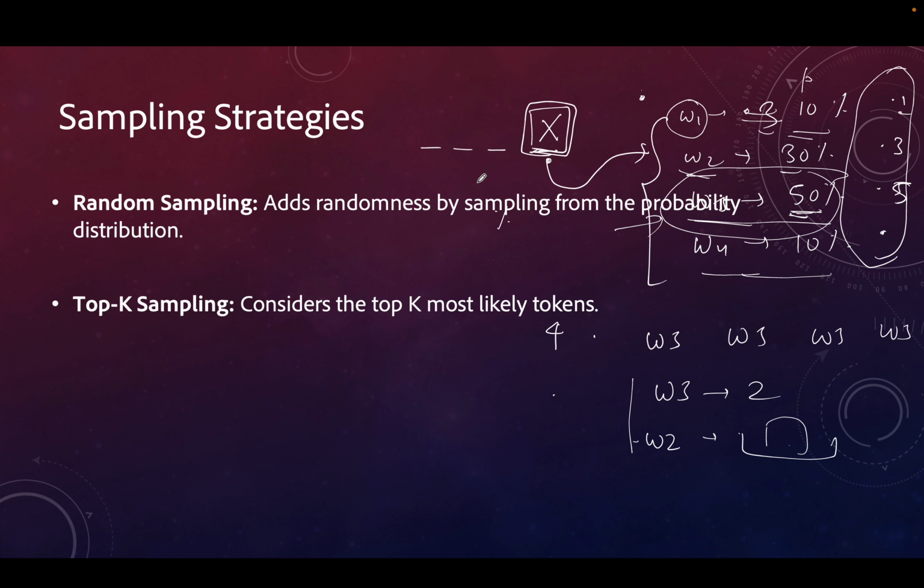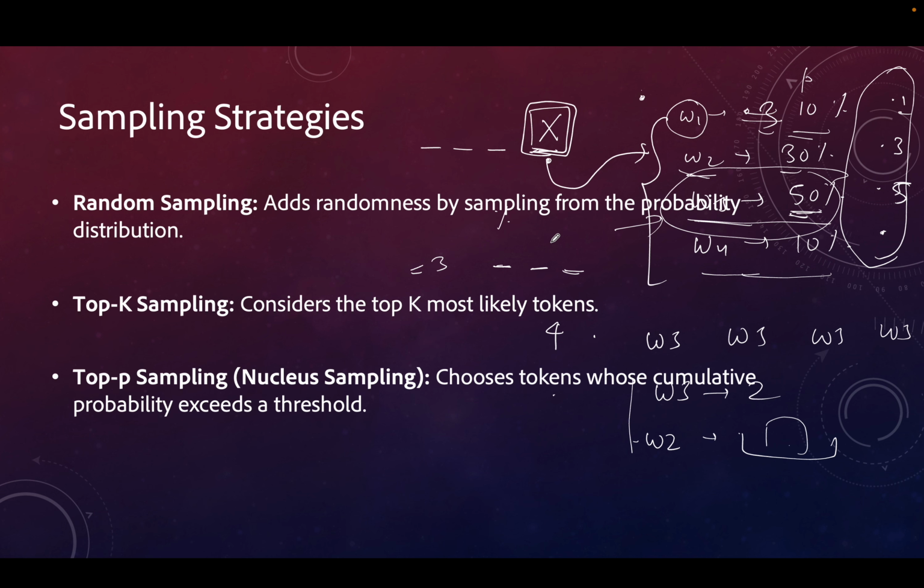Then we have top K sampling, where we consider the top K most likely tokens. Let's say K is 3. So we see which 3 words have the highest probability in the vocabulary. We pick those 3 words, and from there we will pick in this fashion. Whatever the probability, pick in that ratio.